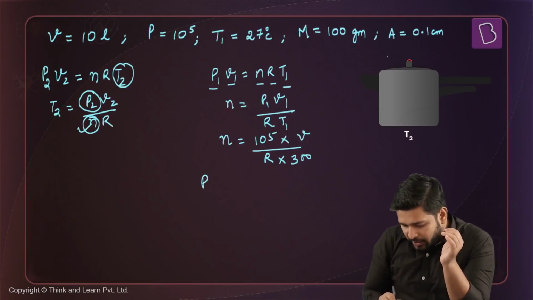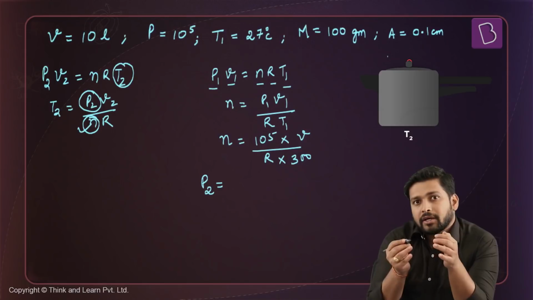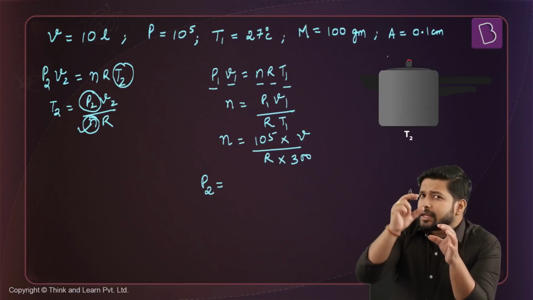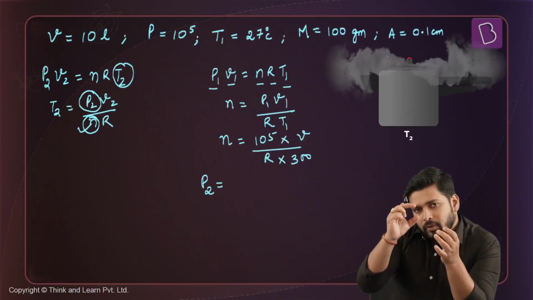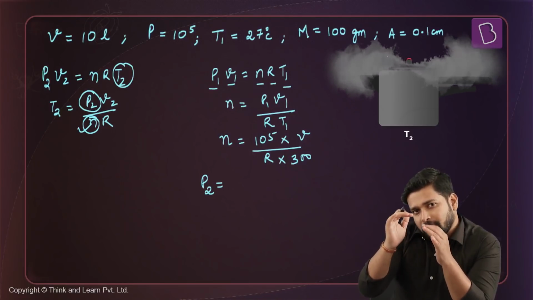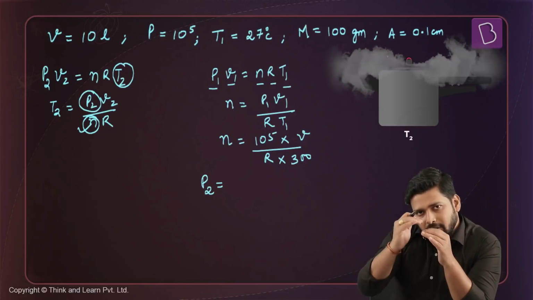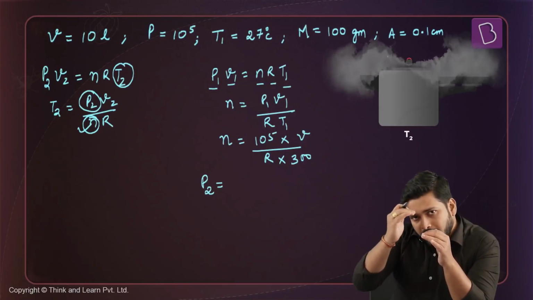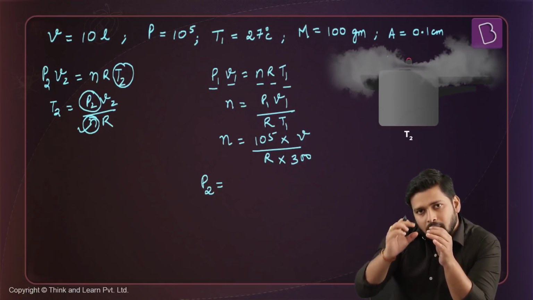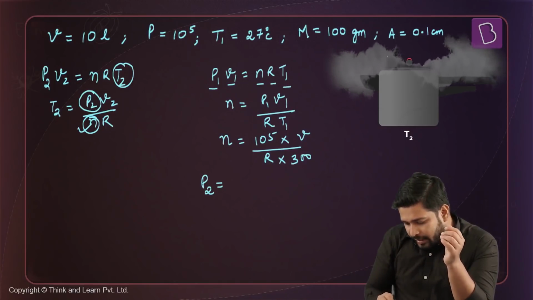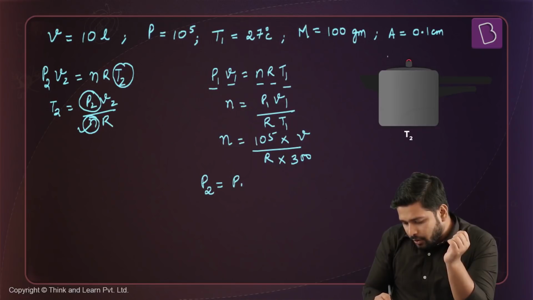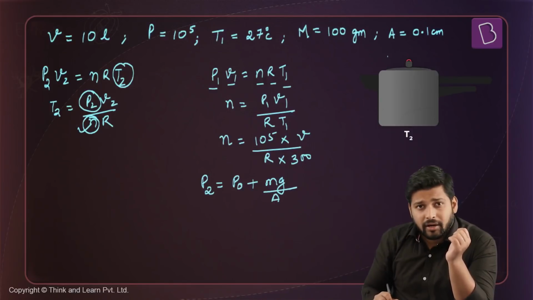So P2 is the pressure which you get when this vessel just gets lifted up, right? So when this vessel gets lifted up, the pressure balance will be the atmospheric pressure and the pressure due to the weight of this vessel equal to the pressure of the gas, and that is my P2, right? So if I want to calculate that, I can write P2 is equal to P atmospheric, or P naught, plus weight of this per unit area, right?